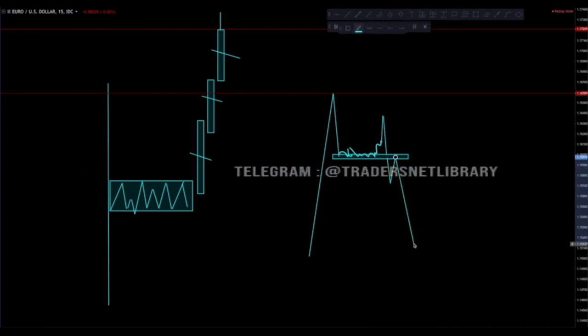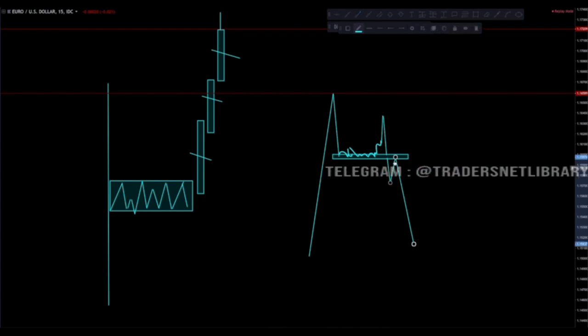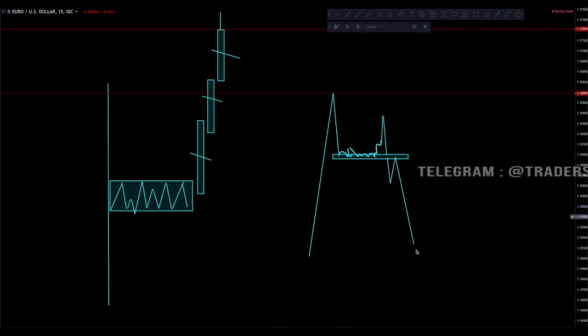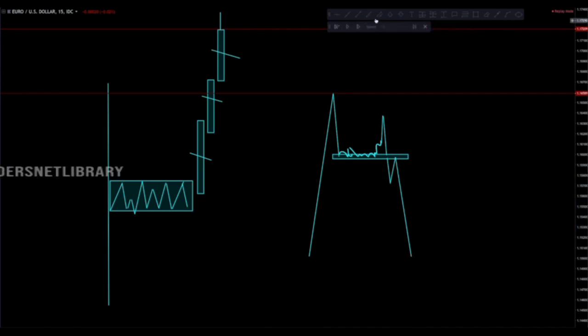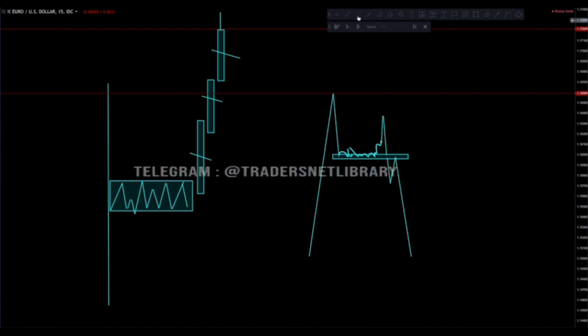Go short from here, and it will drop definitely to new lows. So this is one of the patterns I like to trade in the London session. Let's show you another one.